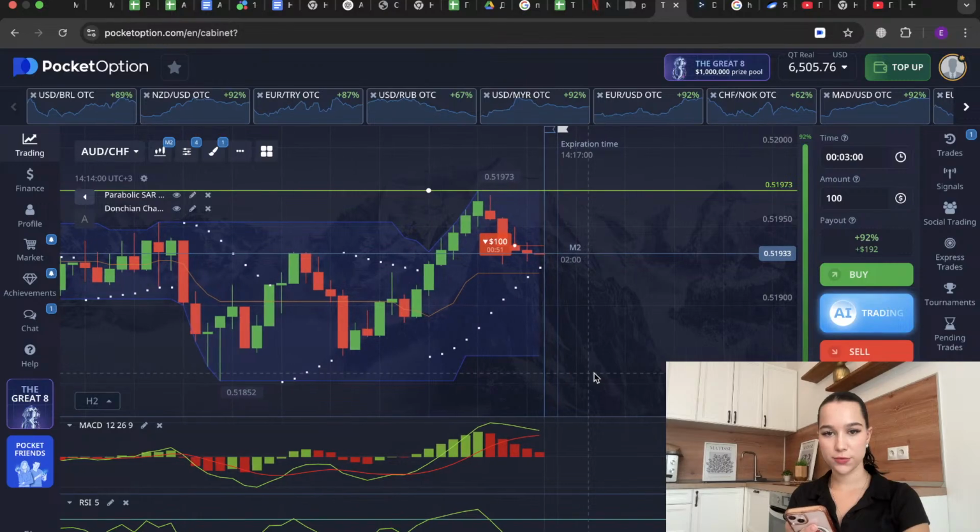So it's 50 seconds right now. A new candle appeared. It's a red candle on the chart, so it's good for us.